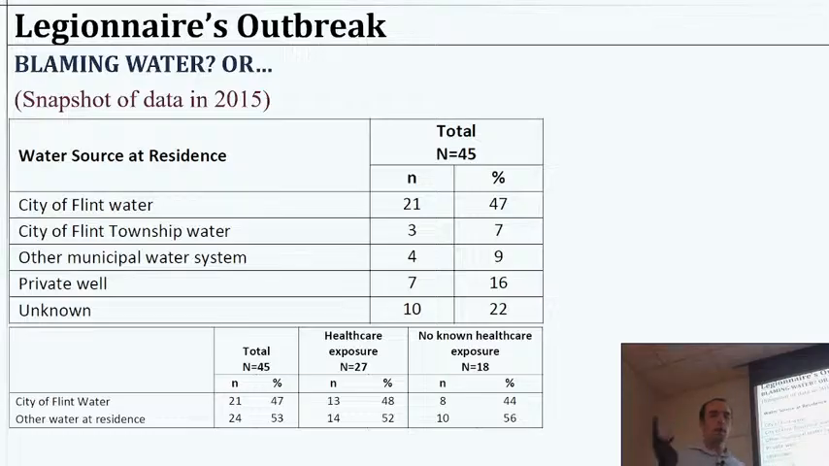Ultimately, there was some question about, are we blaming the water or the hospital? And this kind of data is a little tough because you don't always know, and even the person doesn't always know, which water supply they've been on. So there were people from the city of Flint water, 47% of the data in 2015 for the people that got sick, 7% on a different system, 9% on other systems, 16% private, 22% don't know. So it's a little bit difficult, but it's likely that it had something to do with Flint water.